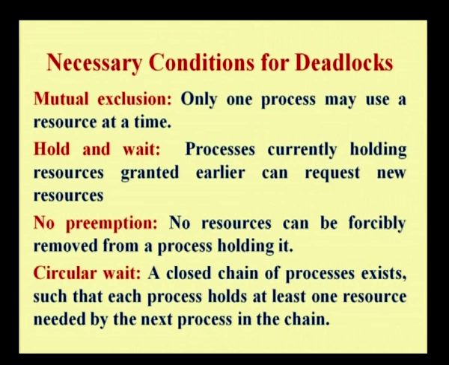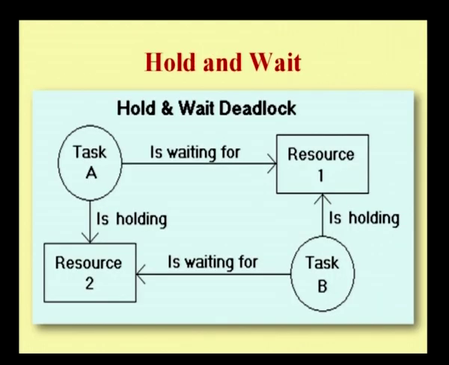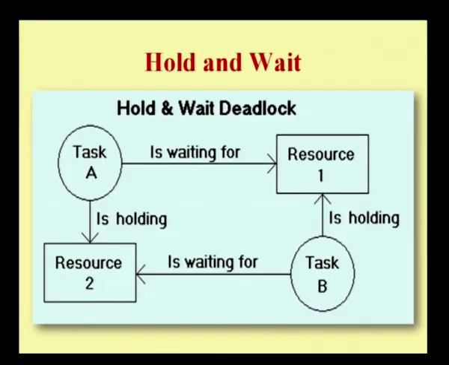What do you mean by a circular wait? A circular wait is a closed chain of processes that exists in such a way that each process holds at least one resource needed by the next process in the chain. Now let us see the diagrammatic representations of each of the necessary conditions we have seen. The first one is hold and wait. Viewers, I suppose you might know what mutual exclusion and hold and wait are. Now we will see hold and wait in a diagrammatic view.